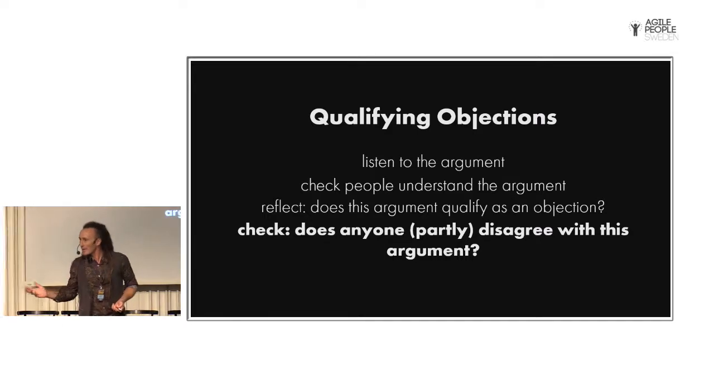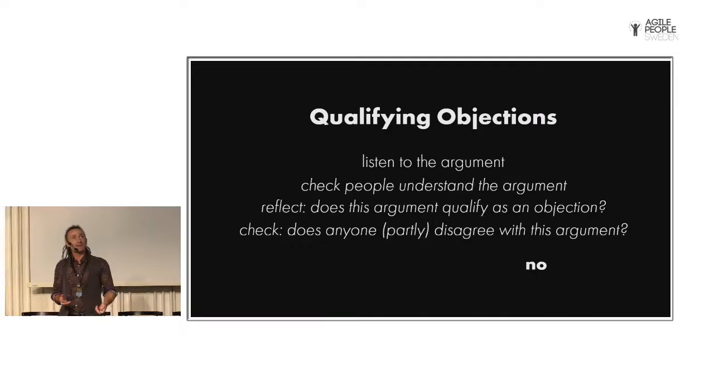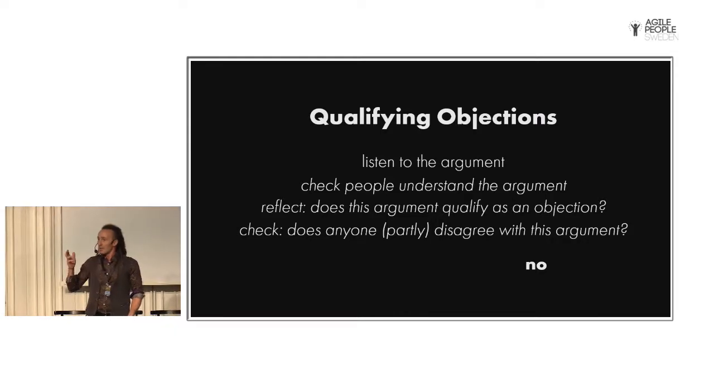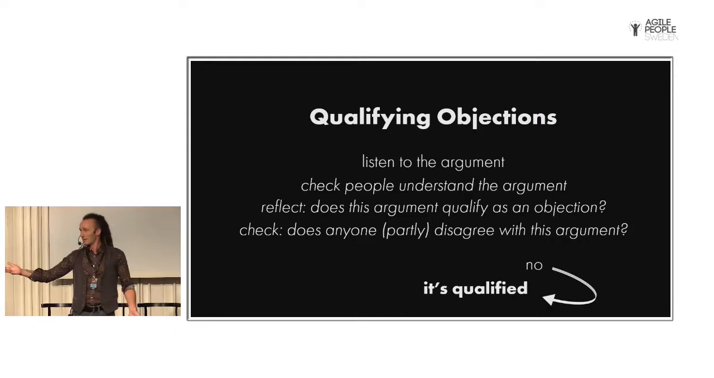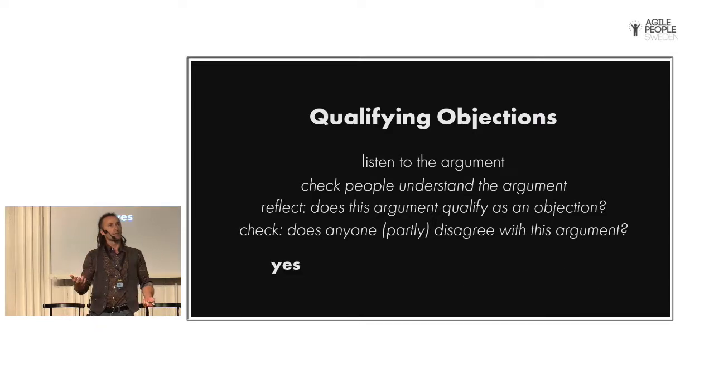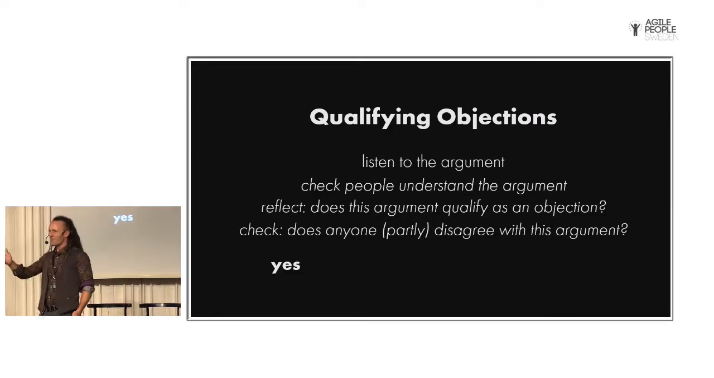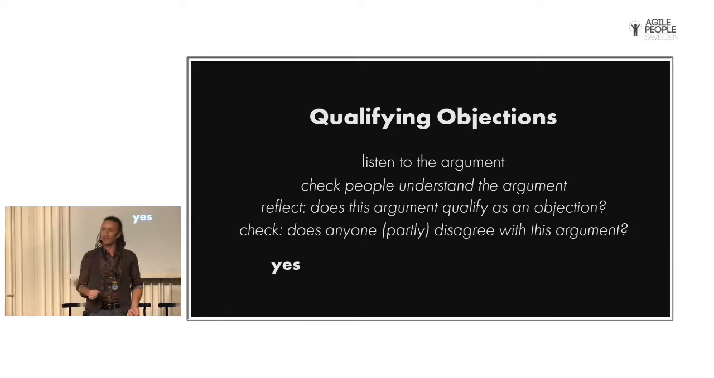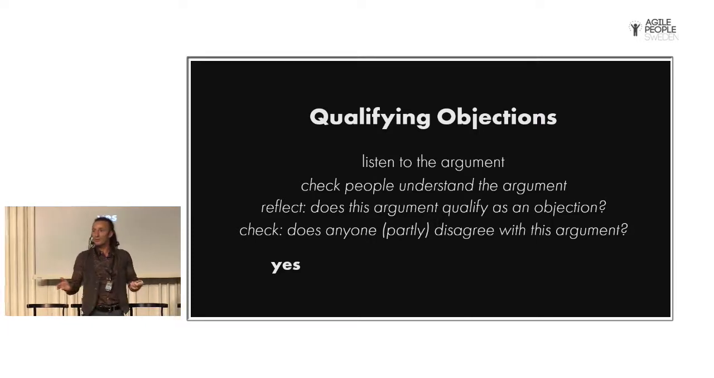So checking whether anybody disagrees takes us down a layer. If not, fine, it's qualified, it seems good enough according to the collective intelligence of the stakeholders involved. You've got a point, nobody sees a problem with it, so we can act on that. But sometimes someone says, wait, I don't agree with you. I think you're mistaken, partly or totally. So what do you do about that?